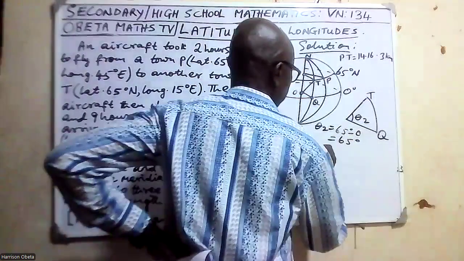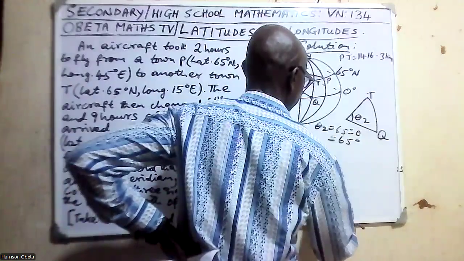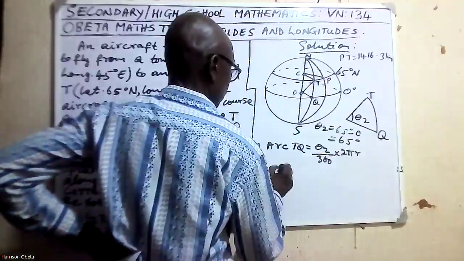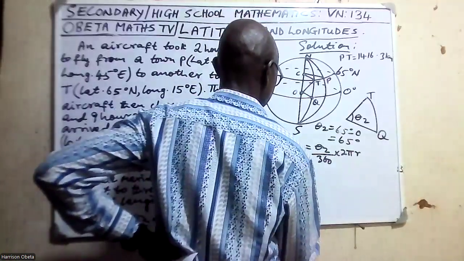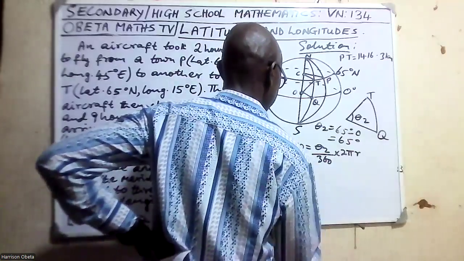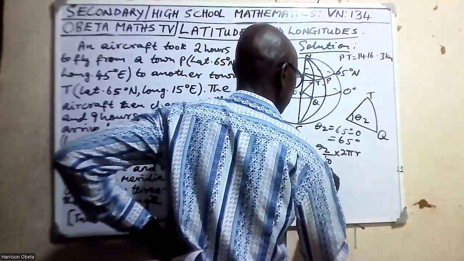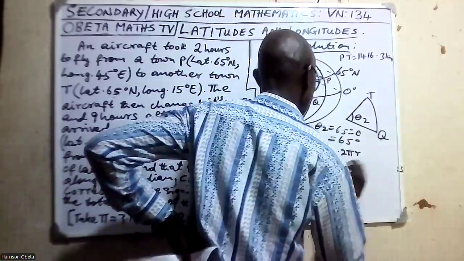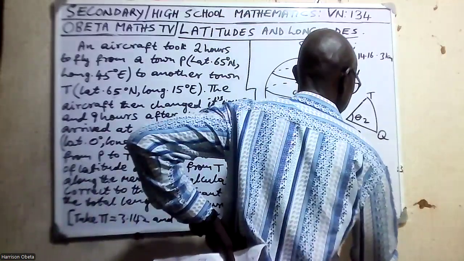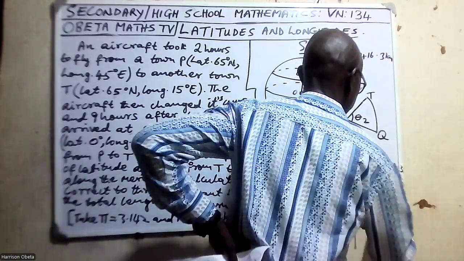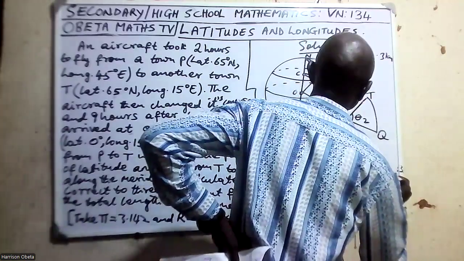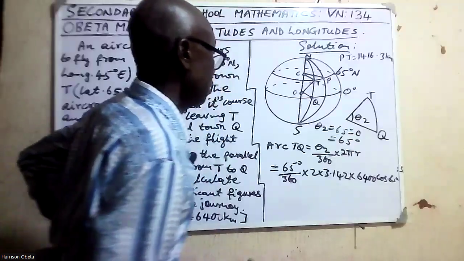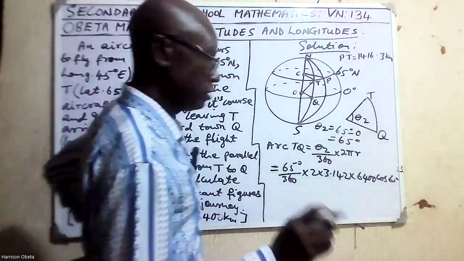Arc TQ is equal to, use the same formula, theta 2 all over 360 times 2 pi small r, which will give us 65 degrees all over 360 times 3.142 multiplied by 6,400 cos, should be cos 65. Cos 65. Okay, so please, there's a little mistake.